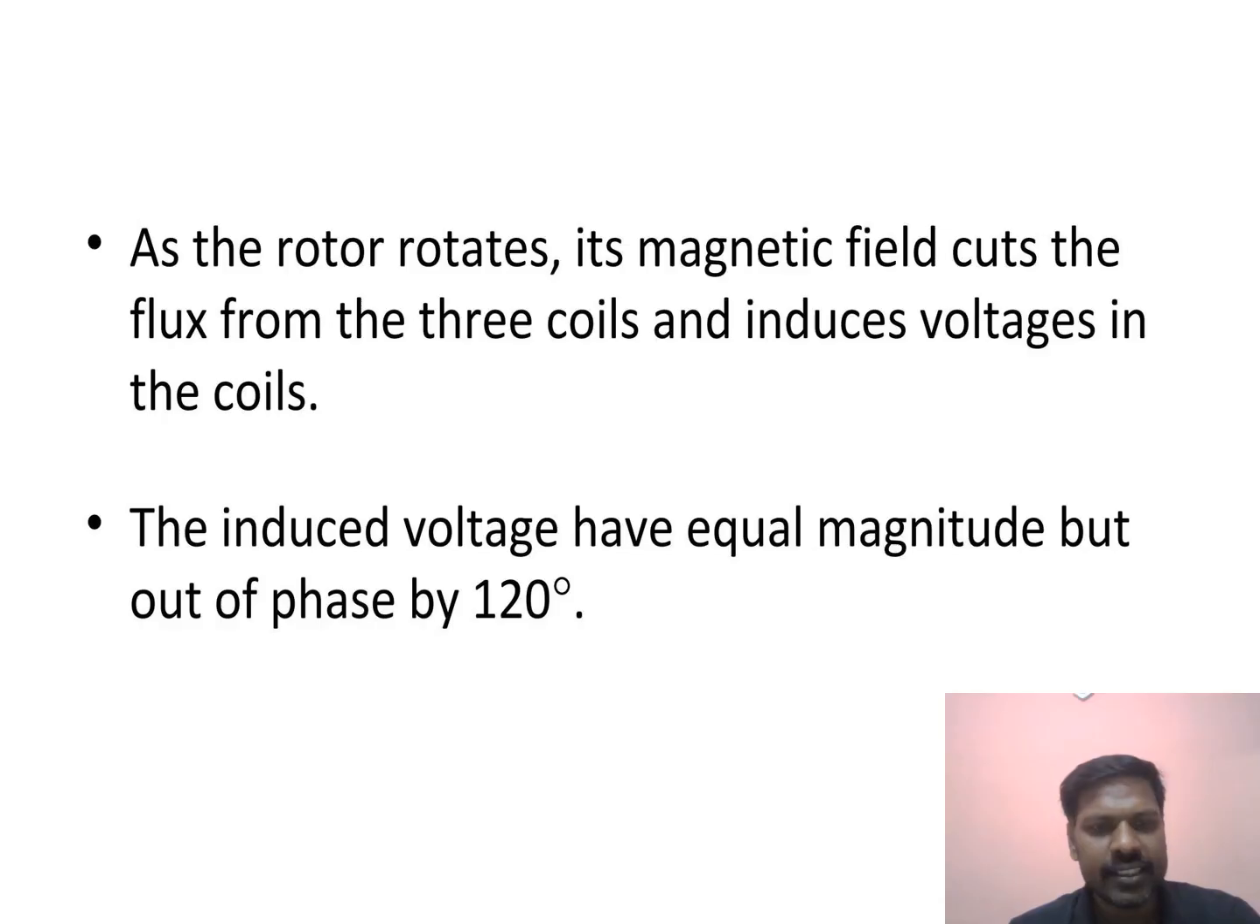As the rotor spins, the magnetic field cuts across the three-phase stator windings. Because of the 120 degree physical separation, each winding experiences changing flux at a different time, so the induced voltages in the three windings have equal magnitude but are phase shifted by 120 electrical degrees from each other.